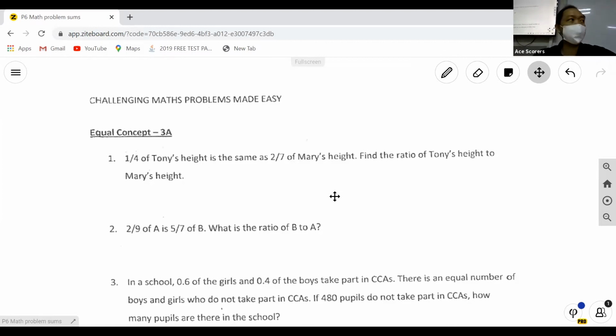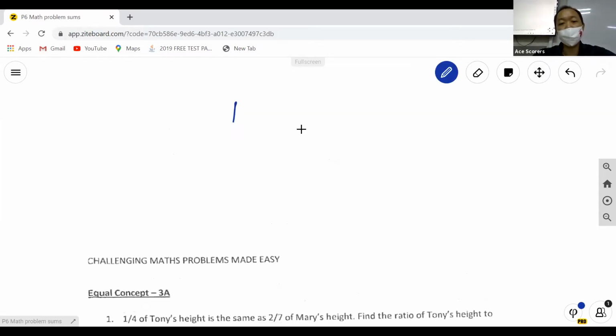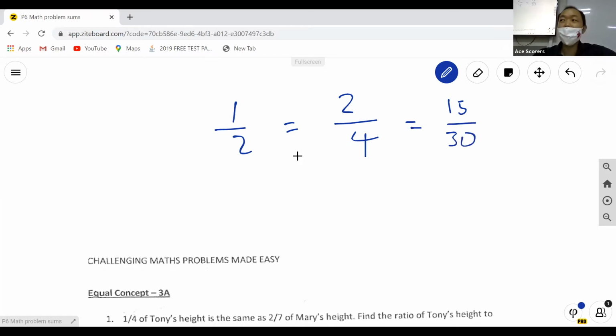Equal concept comes from equivalent fraction. You all understand equivalent fraction? Let me show you. Example. Half is equal to 2/4. Is that equivalent? Yeah, that's equivalent fraction, right? And then of course many other variations. If this is 15, the bottom is 30, right? So this is the idea. You need to create some equivalent fractions.